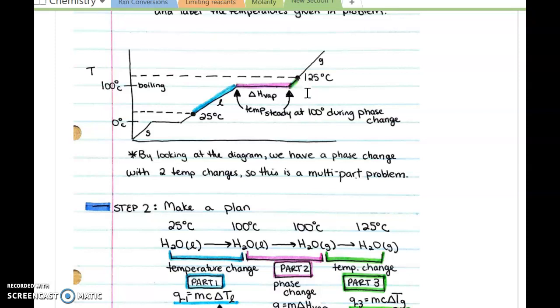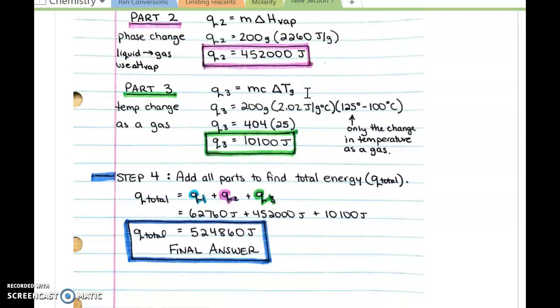Part 3, the green part, like I said, you can go up here to the plan and to the diagram and see where these pieces are and how they relate. Part 3 is our temperature change as a gas. So Q3 equals MC, change in temperature for a gas. Our C value is 2.02 joules per gram degrees Celsius. This change in temperature is only the change in the temperature as a gas. Our final temperature we're going to is 125. Our initial temperature as a gas is 100 degrees Celsius. That's the breaking point for our phase change. So as a gas, this steam only raised from 100 to 125. So therefore we get 10,100 joules.